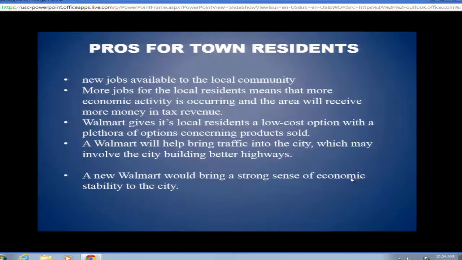And then, as they were saying earlier, for a town resident, it's convenient since you're local and you've got a store that offers a plethora of goods and products, as well as a low cost option. And a new Walmart brings a sense of economic stability to the city, because if Walmart's there, it's going to attract other businesses, and hopefully the town residents will benefit from government infrastructure getting stronger in highways.